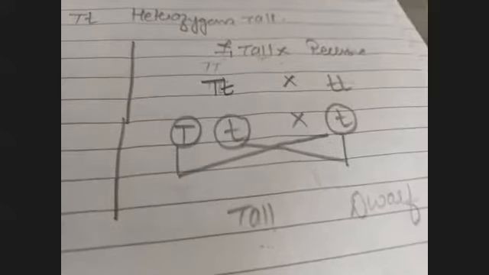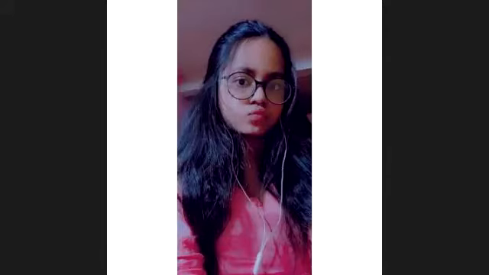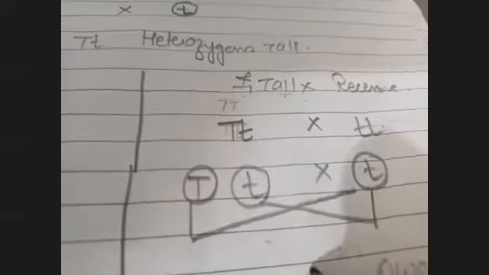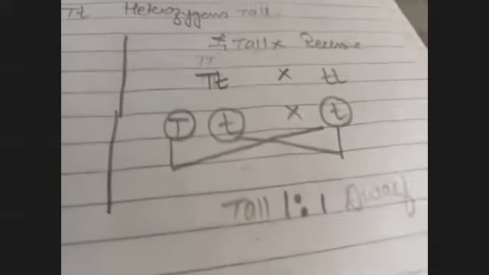Yes ma'am. So in this, the ratio of tall and dwarf is 1:1. Means what? When I'm crossing here with the recessive parent, it is a back cross. But here I could test the genetic constitution of F1.